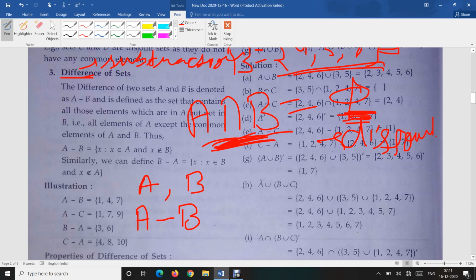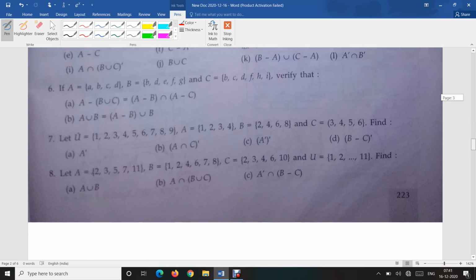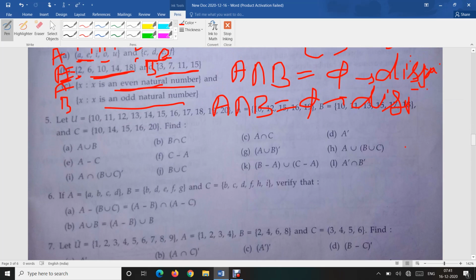A minus B will be the set that contains all those elements which are present in A but not present in B. Means you can say that all elements of A except the common elements of A and B. Let us do a question based on that concept, by which you will understand it easily. You can find A union B, B intersection C, A intersection C. I told you about the concept of complement. This is the sign of complement. This time we are talking about the difference, A minus C.